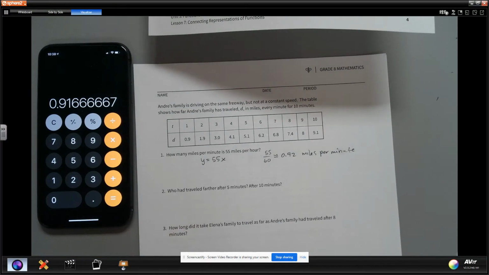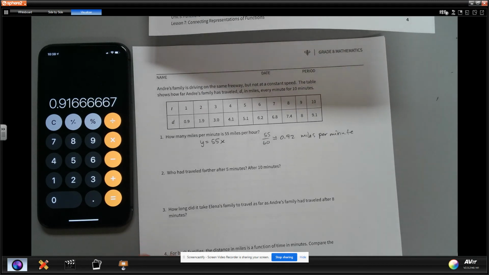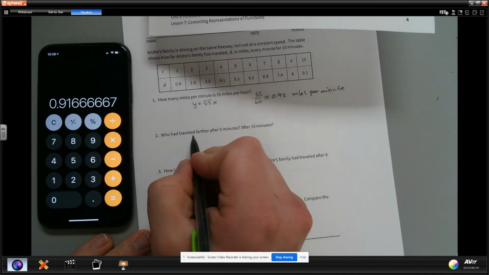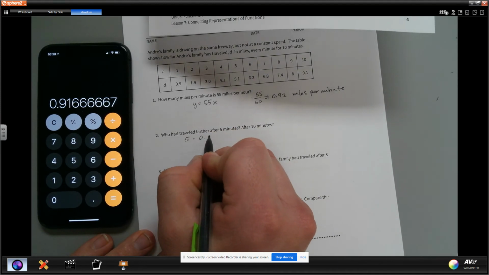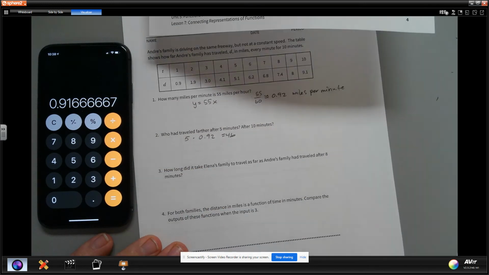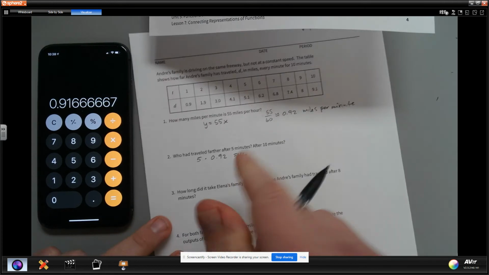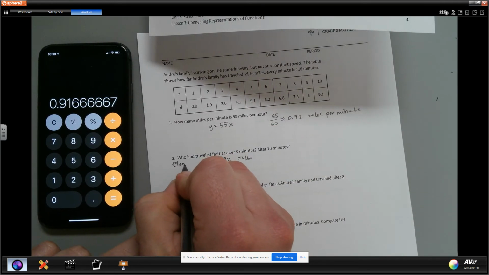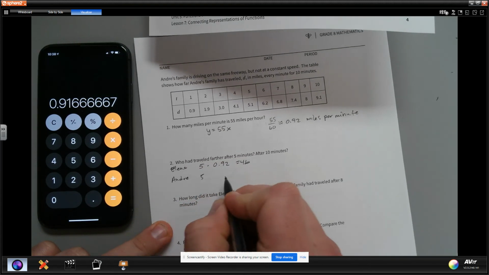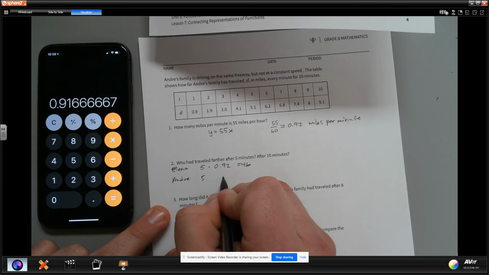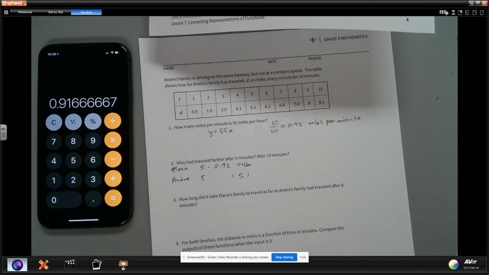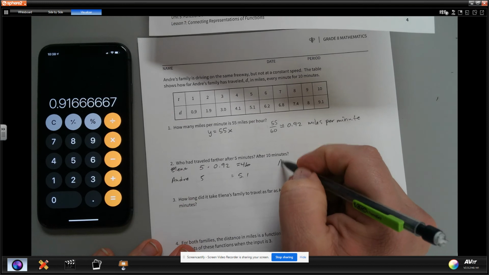Okay. So who traveled farther after 5 minutes and after 10 minutes? Well, if we're looking at 5 minutes, 5 times 92 hundredths is equal to 4 6/10. If we look at the table and we compare that to Andre, so this right here is Elena, and we look at Andre's family, after 5 minutes, they've gone 5 1/10 miles. So we can clearly tell that Andre's family has traveled farther.